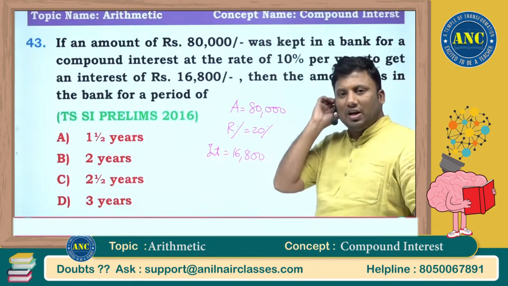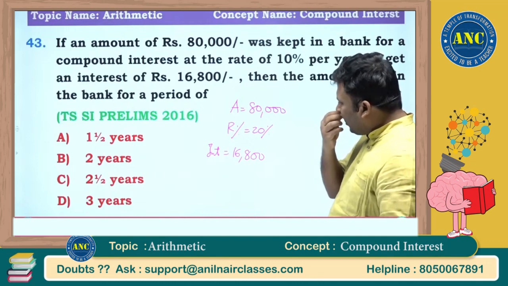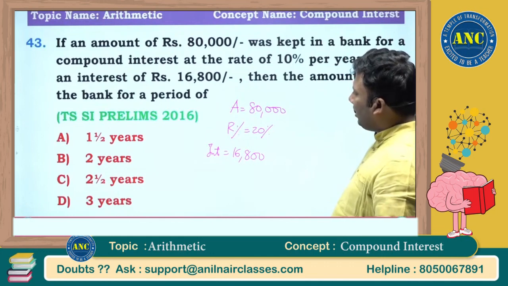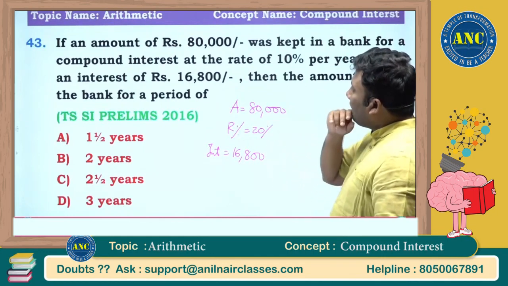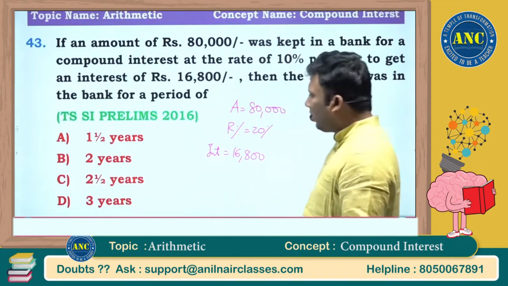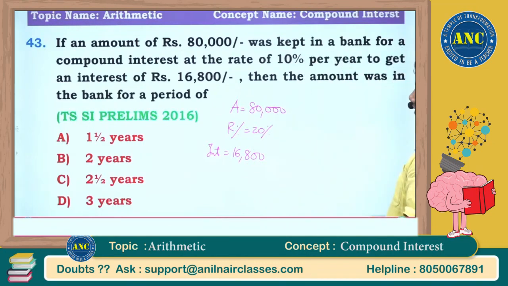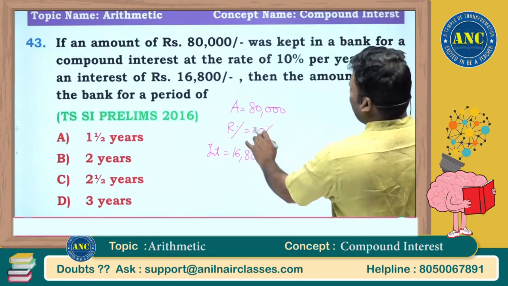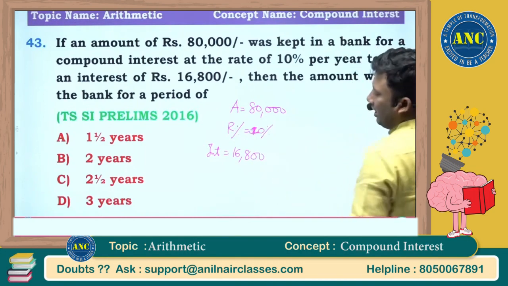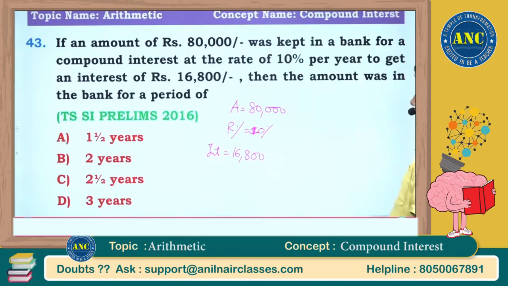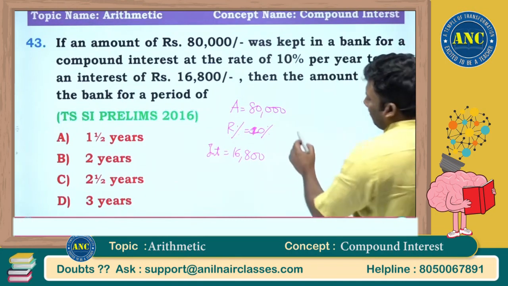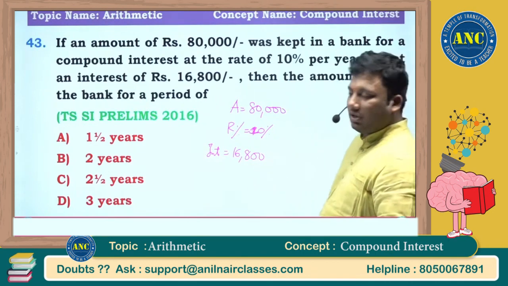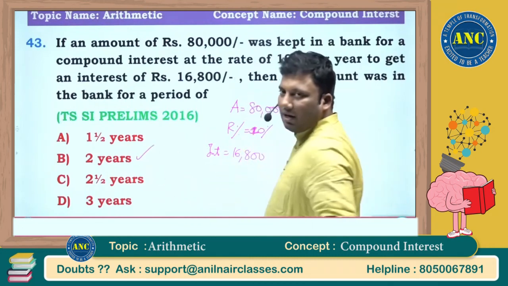Now see here. The interest I got is 16,800. Amount is 80,000. You can solve this problem in multiple ways. Now, the first thing is, rate is given as 10 percentage. Now, if you see here, what are the options? First option 1.5, second option 2 years. Let me take an integer value, 2 years.